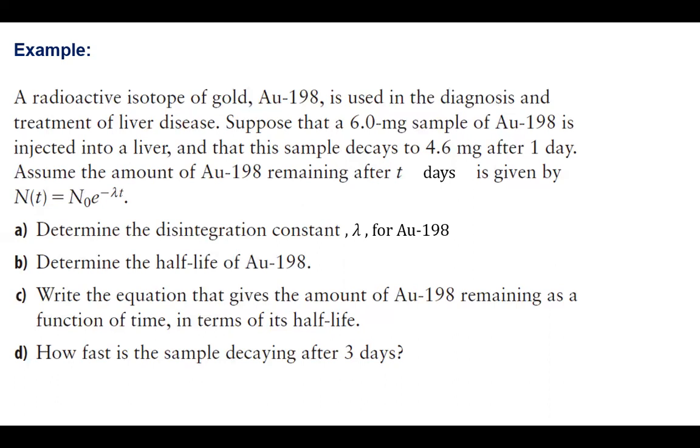So there are four questions. A, determine the disintegration constant lambda for AU198. Question B, determine the half-life of AU198. That means the time taken for this isotope of gold to reach 50% of its initial value, right? C, write the equation that gives the amount of AU198 remaining as a function of time in terms of its half-life. Then last question is, how fast is the sample decaying after 3 days? So in other words, what is the instantaneous rate of decay after 3 days? Okay, I'll give you 5 minutes to have a look at this question by yourself.